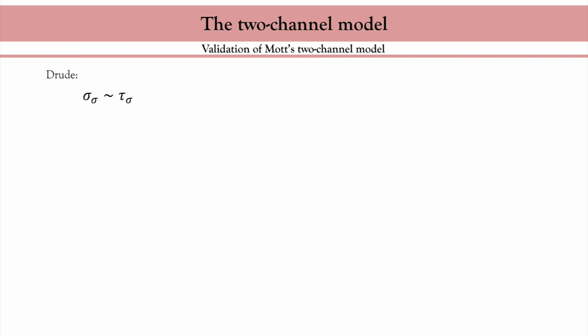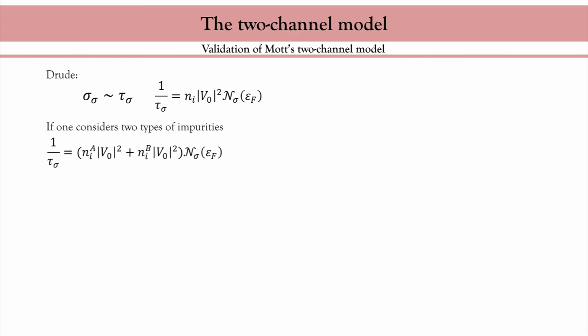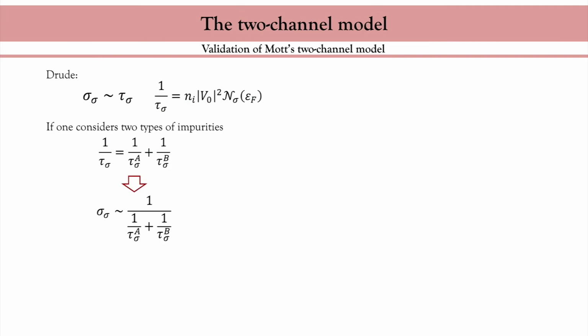Based on the Drude model, we know that the conductivity is proportional to the momentum relaxation time, which is itself spin dependent and proportional to the impurity concentration. If you put two types of impurities in a metal, then the momentum relaxation should look like that. In this expression, I consider that the scattering events against two types of impurities are completely uncorrelated, which is correct in the limit of weak doping. Then I obtain the following scattering time, and finally I get an expression for the spin-dependent conductivity.